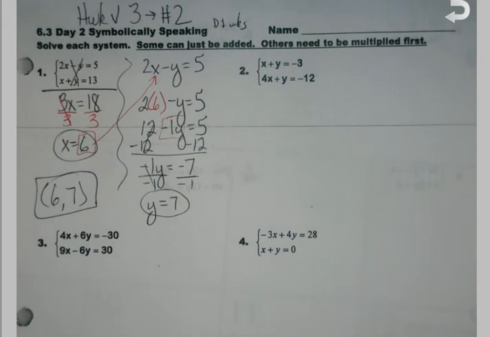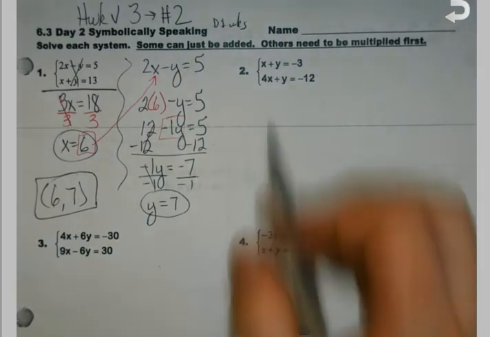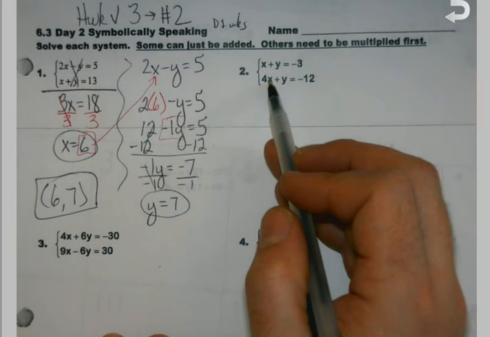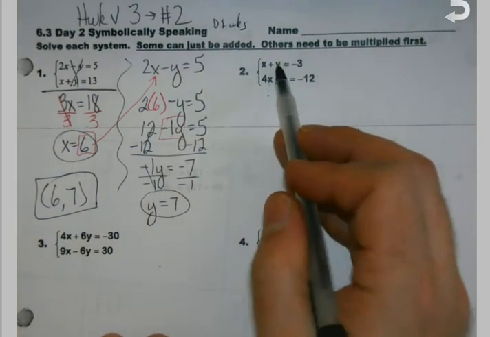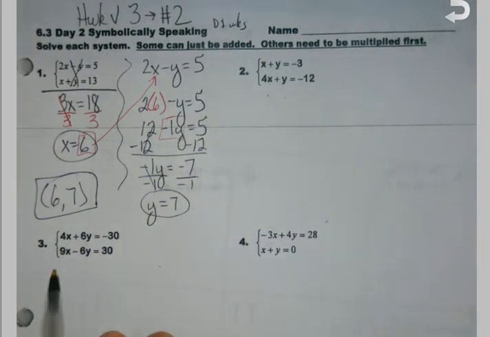So occasionally, I'm going to have that add down as an option. Now let's see. Is that going to happen every time? I don't think so. Let's look at this next one. 1 plus 4, that's 5. That didn't cancel. 1 plus 1 is 2. Okay, that didn't cancel. Anybody have an idea on what I could multiply one of those equations by to get rid of a variable?